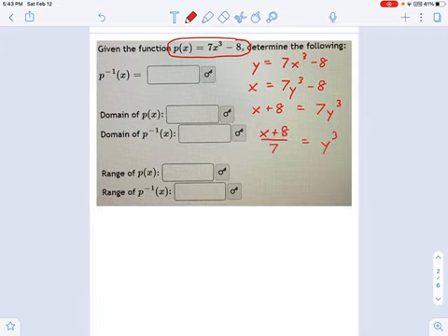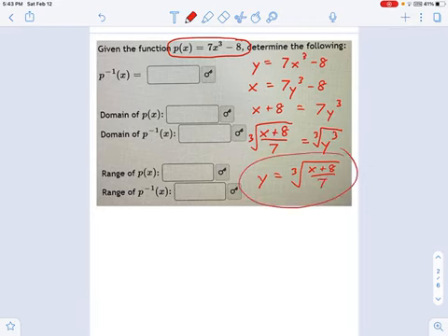Now that y is by itself, I can take the cube root of each side. Okay, there's my cube root symbol on each side. And what do I get? I get y equals the cube root of x plus 8 over 7. Looks a little ugly, but that is kind of the nature of things when you're doing inverses.